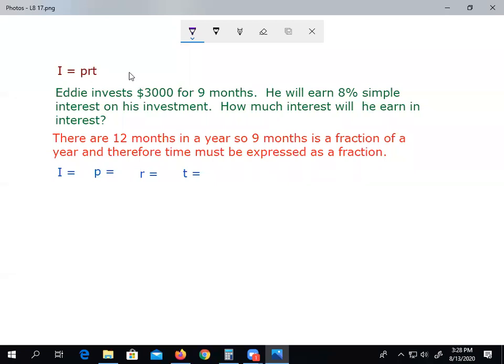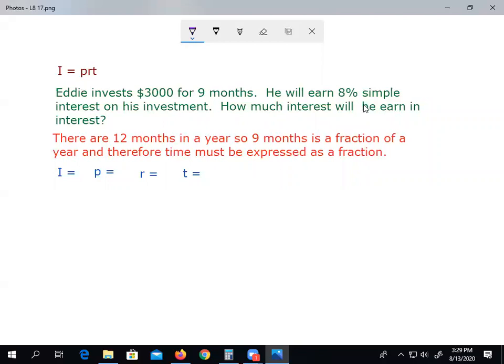So again, let's look at this question. As you can see, percents have a lot of word problems. So Eddie invests $3,000 for 9 months. He will earn 8% simple interest on his investment. How much interest will he earn? Okay, so let's see what we have here.